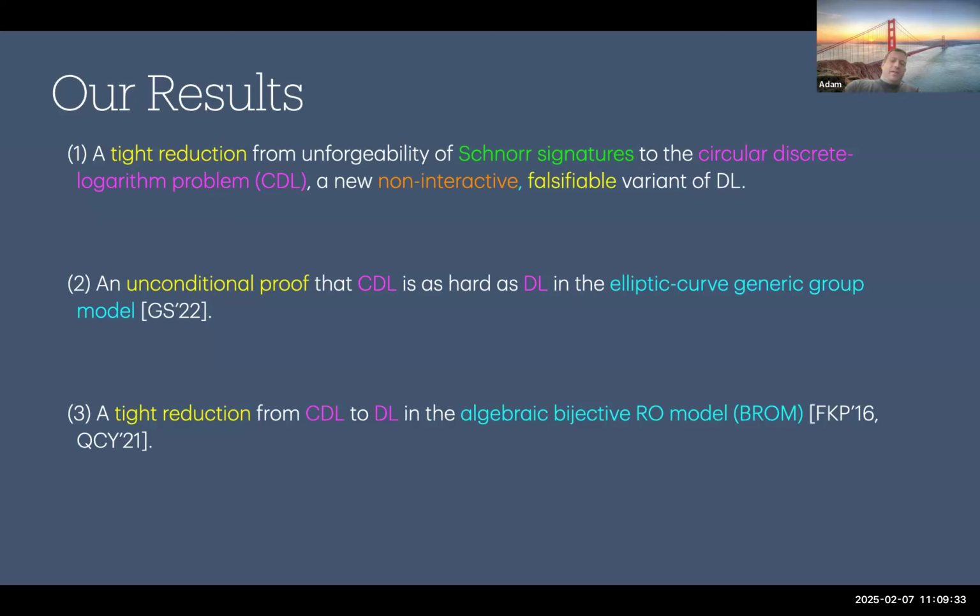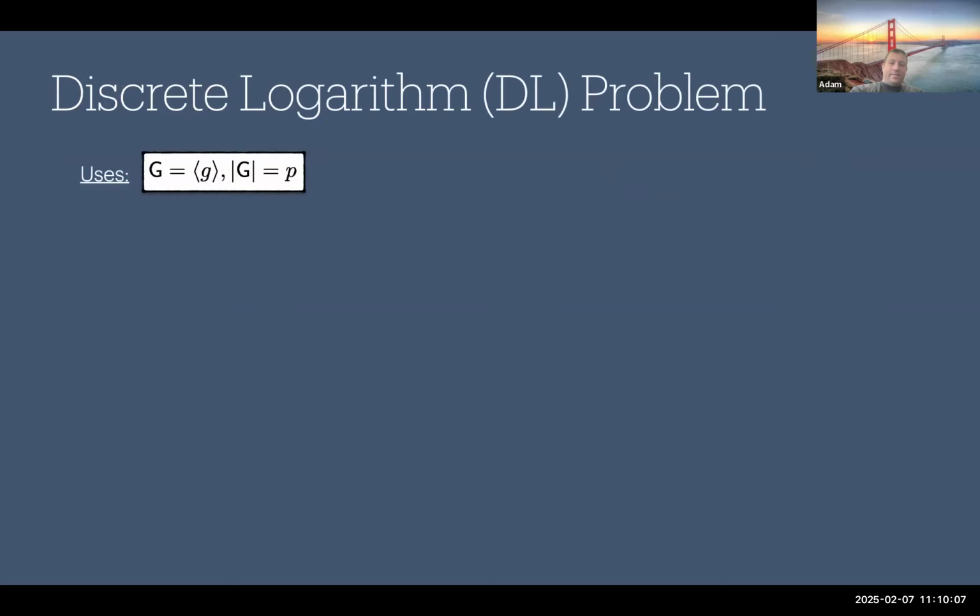Also, we use something called the algebraic bijective random oracle model to give another proof that idealizes a different aspect of the assumption. And it's again evidence that circular discrete log is as hard as discrete log, right? So we want to avoid additional idealized models beyond the ROM to analyze Schnorr itself. But when you analyze the underlying simple assumption, we do use idealized models for that. Make sense? Okay. And yeah, I'll explain what all of these things mean. This is just to give an idea of what's happening.